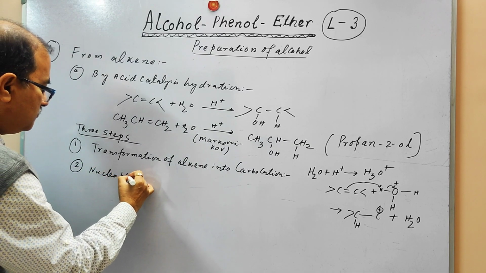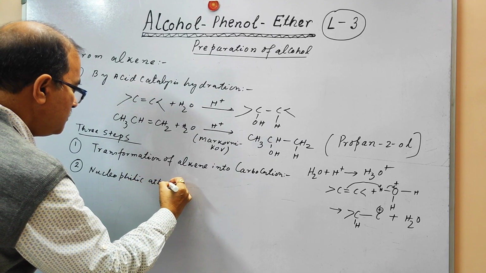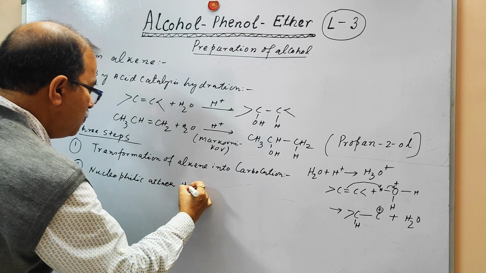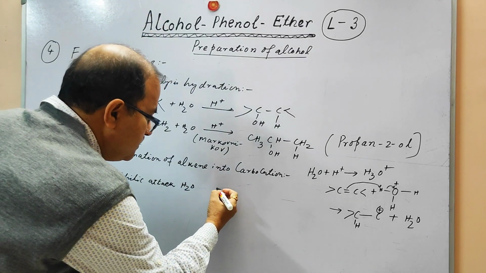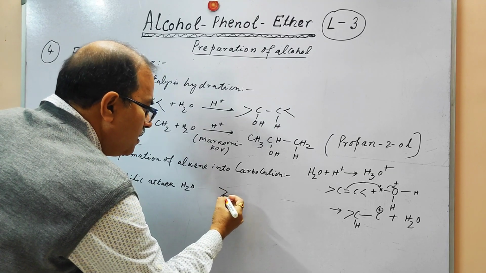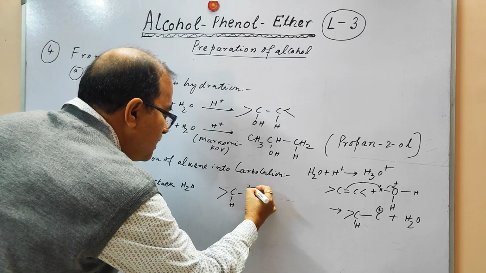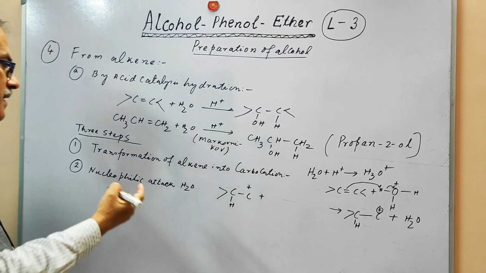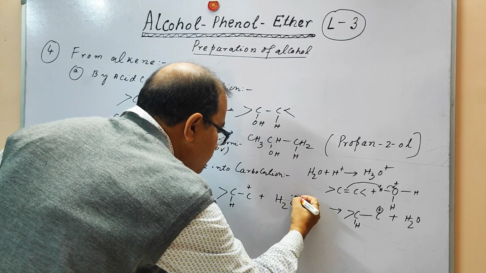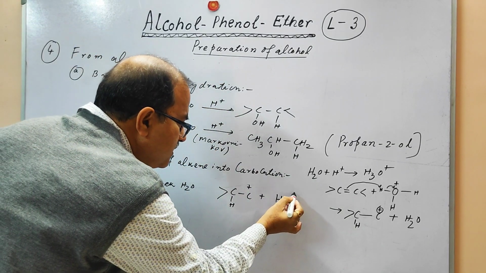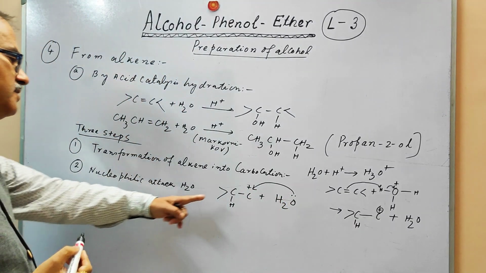Nucleophilic attack of the H2O to this carbocation. So in this case you can see hydrogen, this is now a carbocation, and there will be an attack of this nucleophile, that is H2O. H2O is a nucleophile, so this oxygen will be bonded with this carbon.